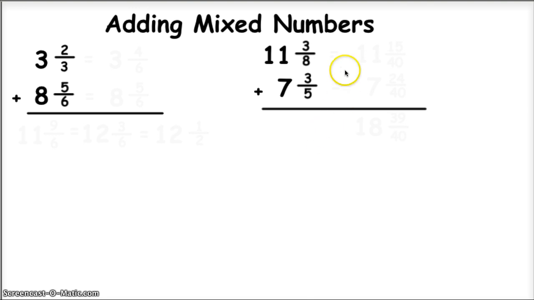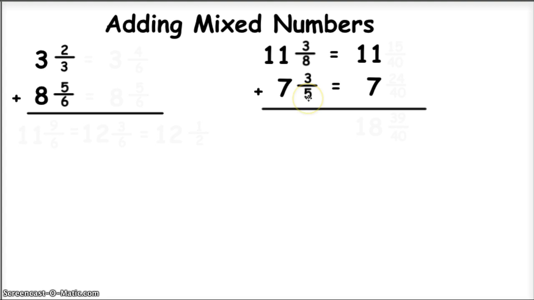My first example is 11 3/8 plus 7 3/5. I know that my denominators are 8 and 5, and I know that 8 times 5 is 40, so I know 40 is a multiple of both 8 and 5. So that's going to be my common denominator. Now when I do this one, my whole numbers are going to stay the same. So the 11 is going to stay the same, and the 7 is going to stay the same.